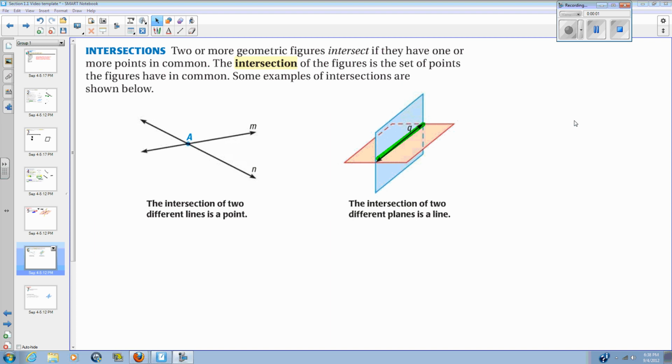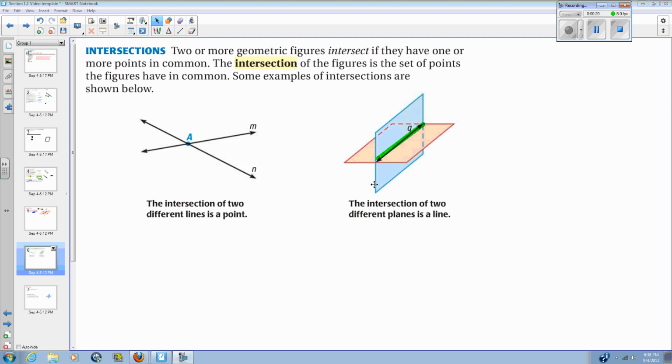Okay, the last portion of this video is going to look at intersections. Two or more figures intersect if they have one or more points in common. In this diagram here, we've got line M and line N, and they cross at point A. That is called the intersection point A.